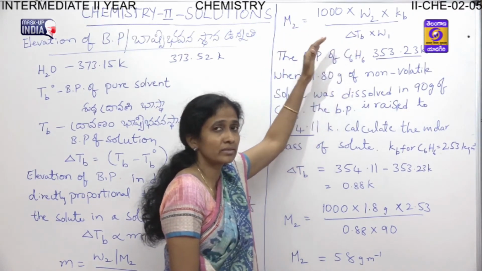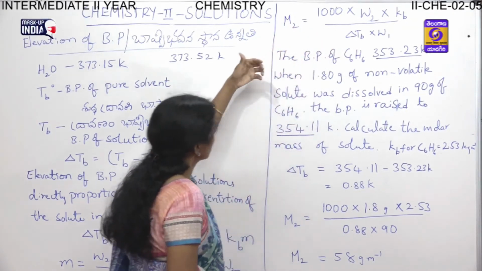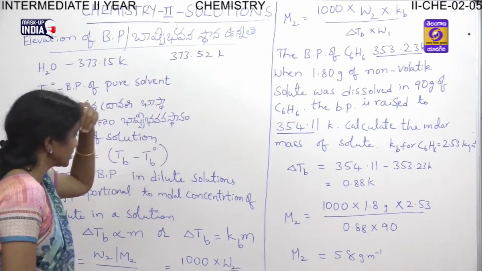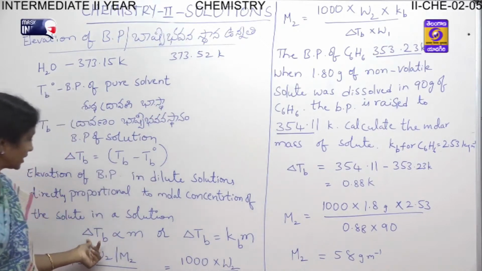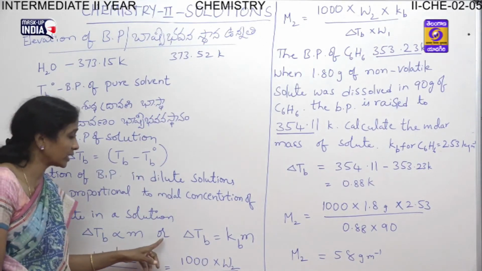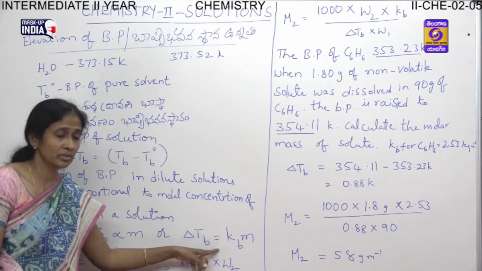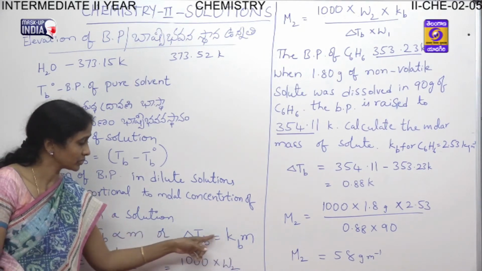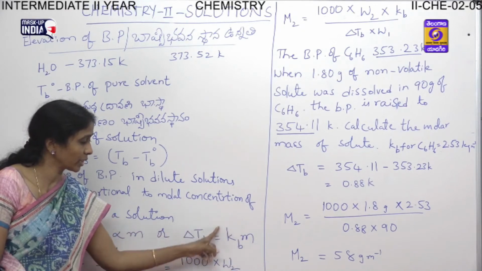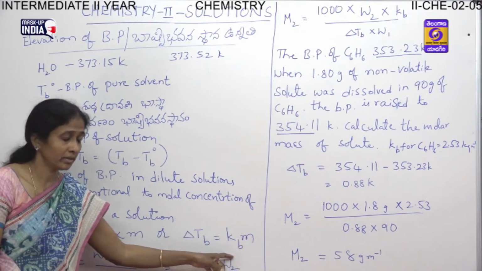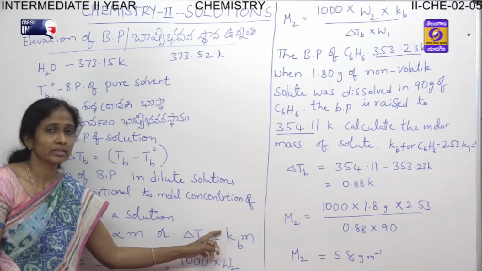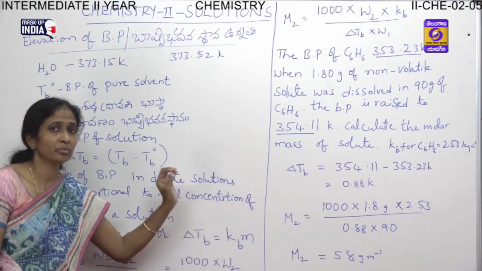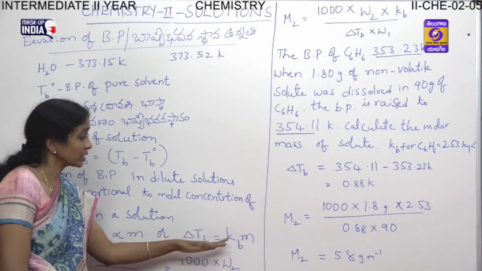Okay, molar mass of solute. So from where this has been defined. One thing, delta Tb is proportional to m, or delta Tb is proportional to Kb m. Kb here is a constant. This can be called the ebullioscopic constant, Kb.